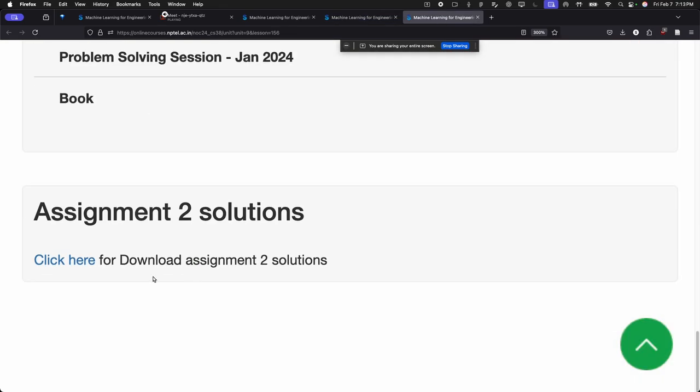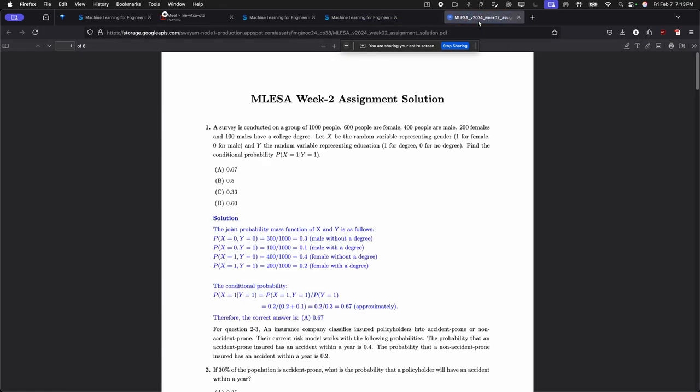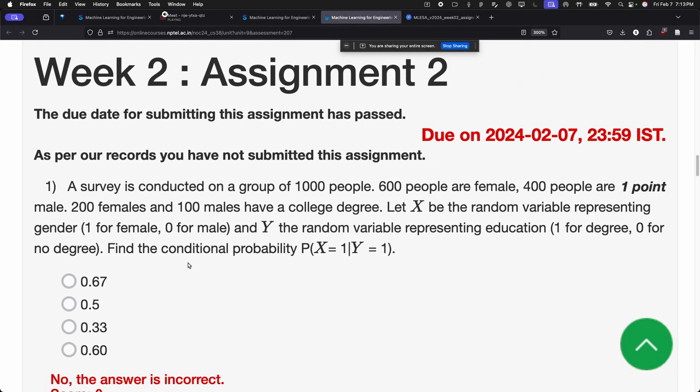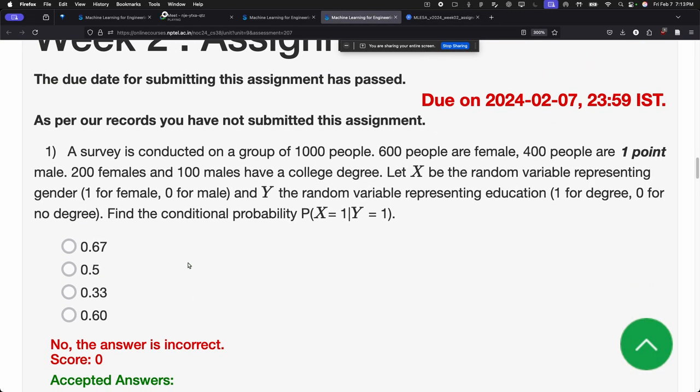Solution. Let me open the solution as well. A survey is conducted on a group of 1,000 people. 600 are female, 400 are male, 200 females and 100 males have a college degree. Let X be a random variable representing gender, 1 for female, 0 for male. Y is a random variable representing education, 1 for degree, 0 for no degree. Find the conditional probability of Y given X is 1, meaning given that you are a female, you have a degree.